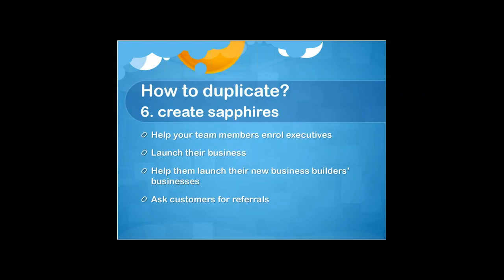So it's really important for you to create executives rather than just enrolling and finding out that you just haven't actually had any duplication, and teach your team members to do the same. Launch their business. The best way to get somebody started is to help them launch their business.